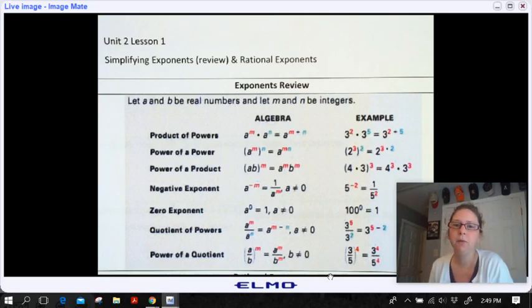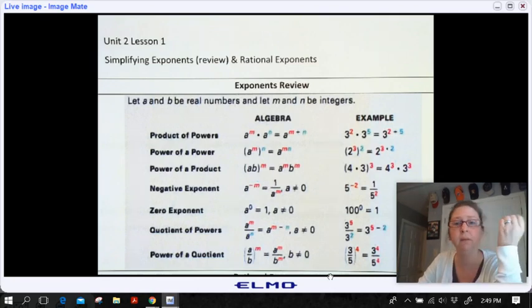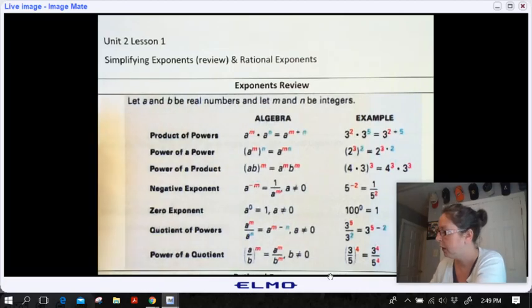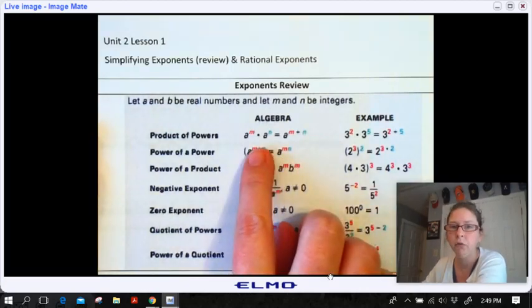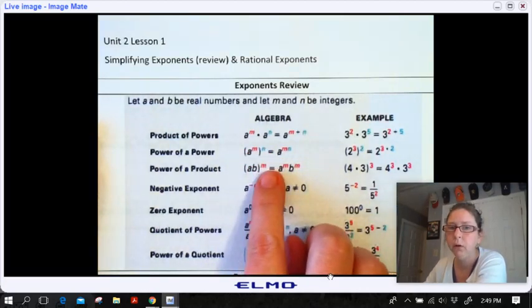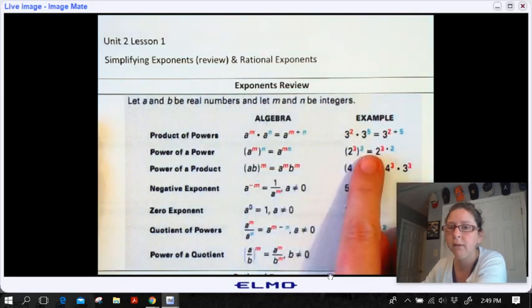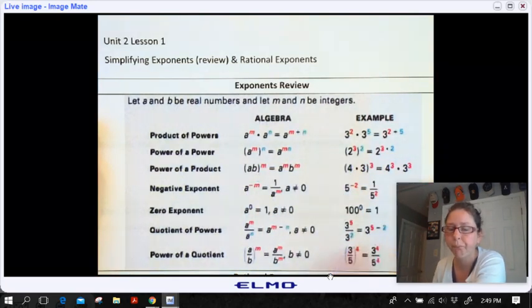So the very first thing that I have for you here on your notes is all the rules about exponents that you should have learned in Math 1. Okay, and I just listed them out here. These are each of the rules along with the algebraic rule, okay, and then one example using numbers.